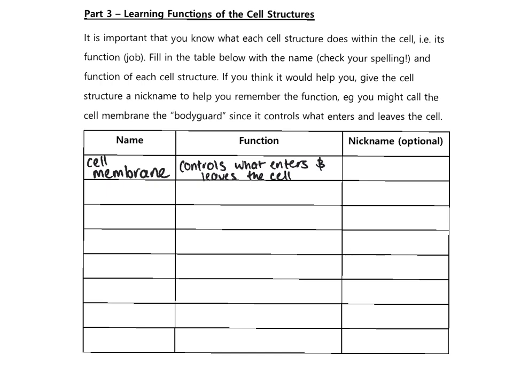I've suggested the nickname the bodyguard, and that's because it controls what enters and leaves the cell. So it lets some things in and some things out, but not others. So that's just an option. You may not be able to think of one for each part, but that might help you associate the function with the correct structure. So I hope that helps you with your revision.